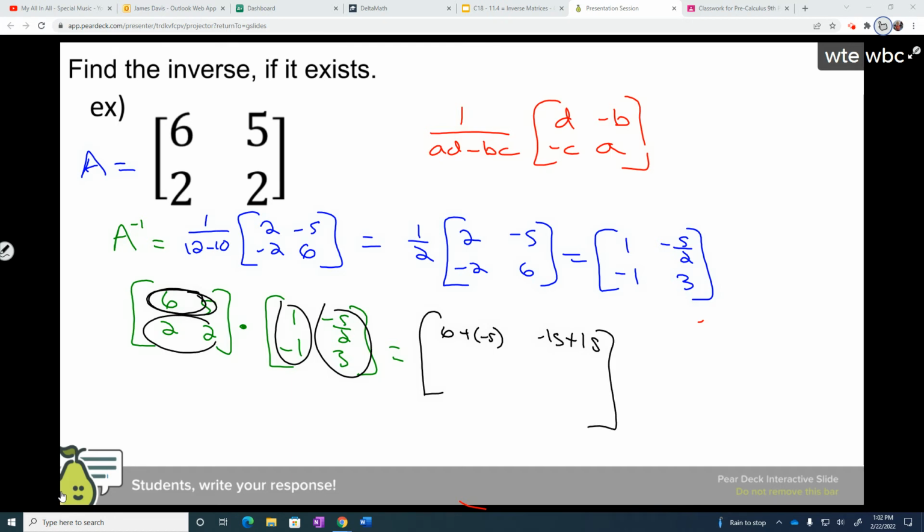So I do this row times this column. +2 plus -2. This row times this column. It'll be -5 when you multiply these, plus 6. Then we simplify those. This is 1, 0, 0, 1. That would always be true.